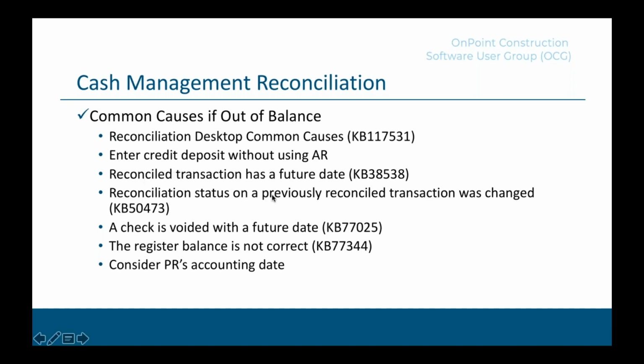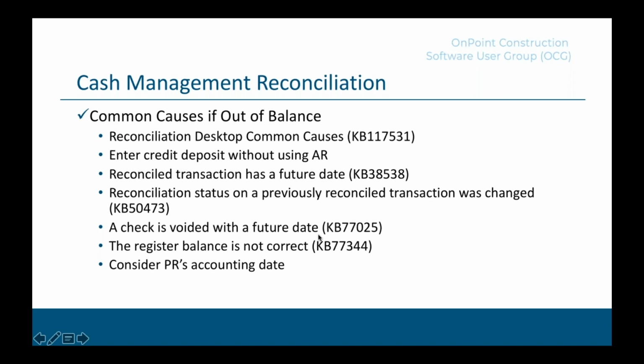The reconciliation status on a previously reconciled transaction was changed. So from a previous month, somebody checked a box that said I can change the reconciliation status, and it was reconciled before. Now they made it open. So all of a sudden now it's showing back up on your bank reconciliation as an open item. And that's what would put it off.